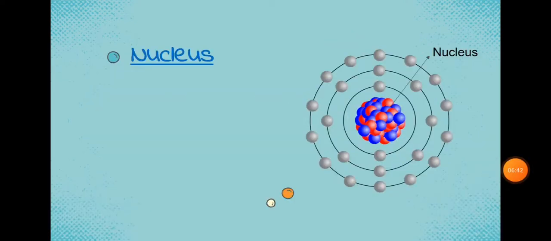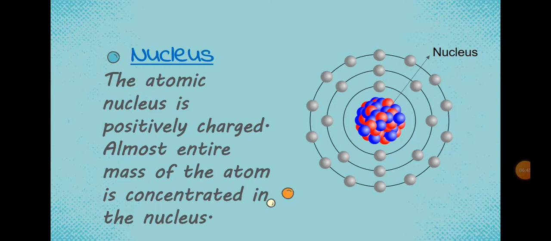The very first one is the nucleus. The atomic nucleus is positively charged, as we saw in the previous theory. Almost the entire mass of the atom is concentrated in the nucleus, which we saw in the theory: the nucleus is in the center, the positive charge is in the center, and the mass is also in the center. The nucleus contains two types of subatomic particles together called nucleons. Protons and neutrons are the two types of nucleons, which we will study further.